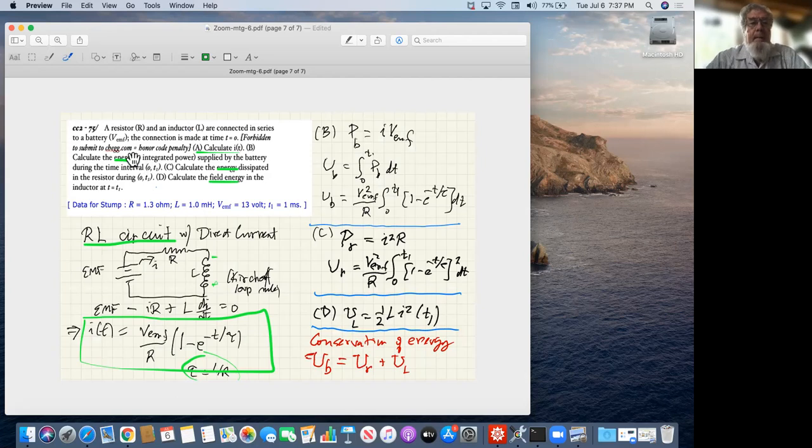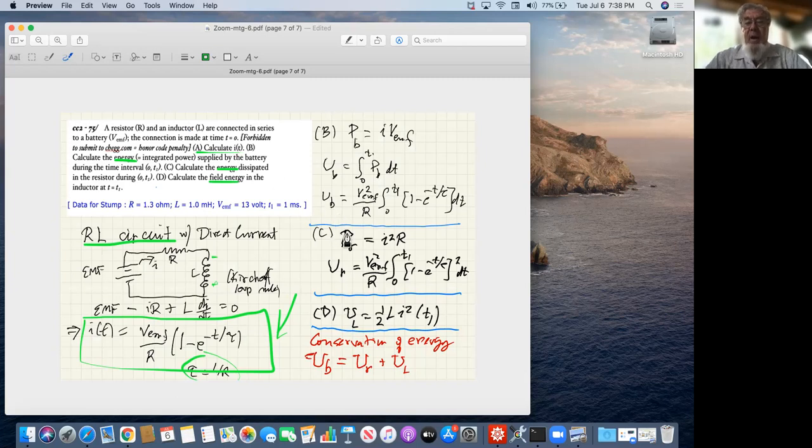So you have to remember, power in a battery is current times voltage. The energy is the integrated power. So it's the integral of the current times the voltage. And you know the current from solving Kirchhoff's loop rule. So it's just a bit of an integral to do here. That will give me the energy that has been supplied by the battery as the current is increasing to V over R.